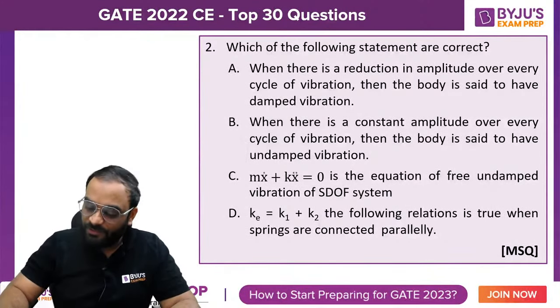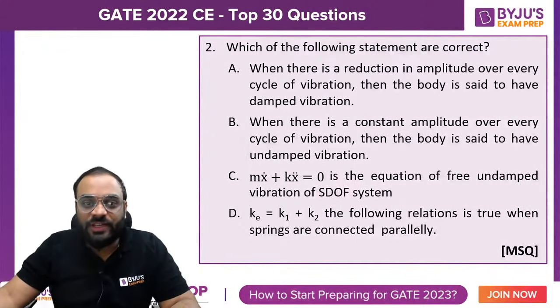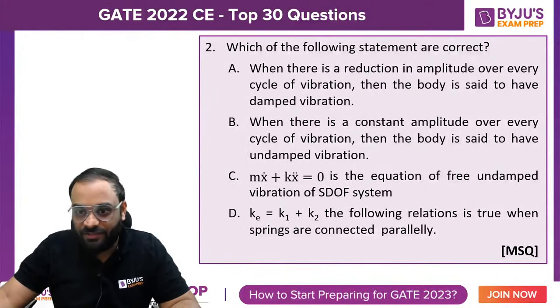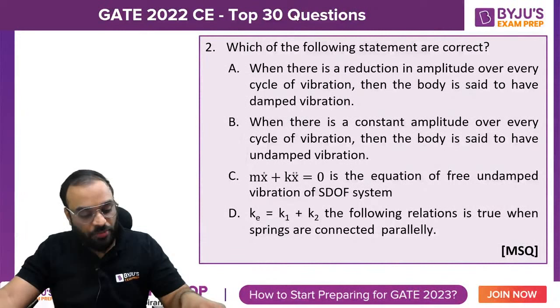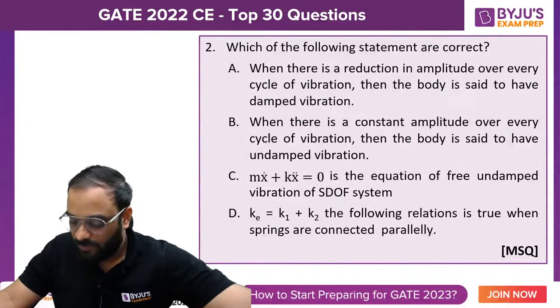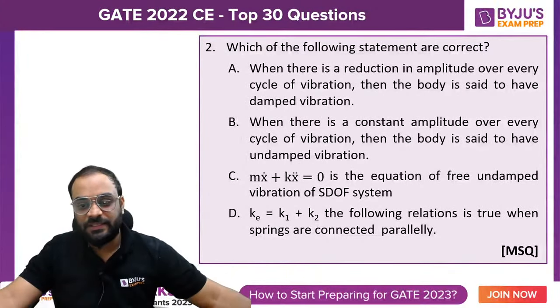Now tell me the answer of this one, guys. Which of the following statements are correct? You have 4 options over here. Kindly check it and let me know the answer. Quickly solve it, guys, and let me know which particular option is correct. We have 4 options and this is an MSQ.